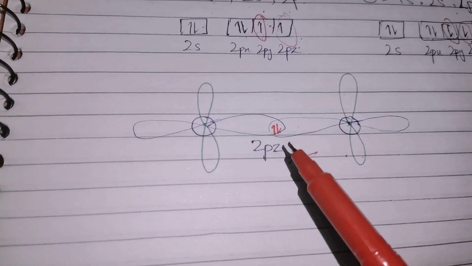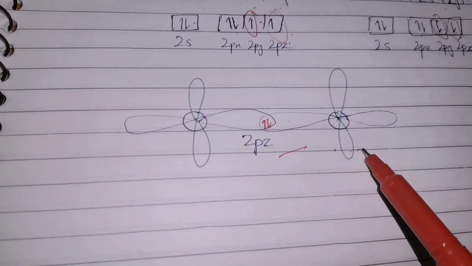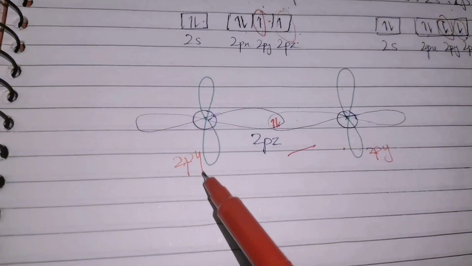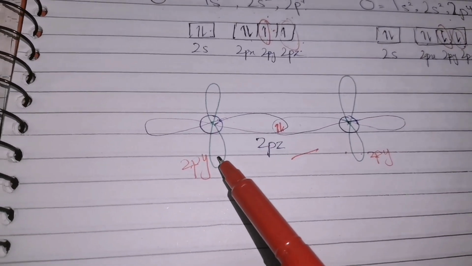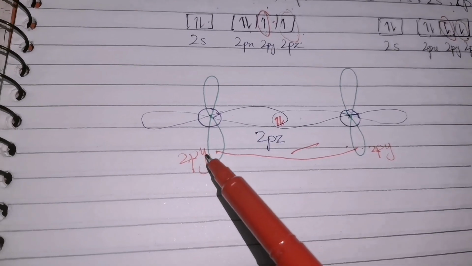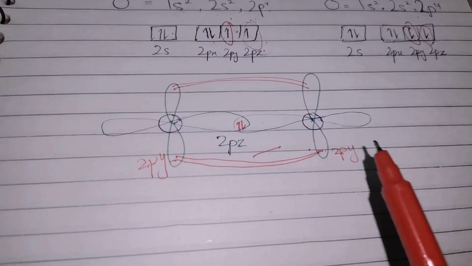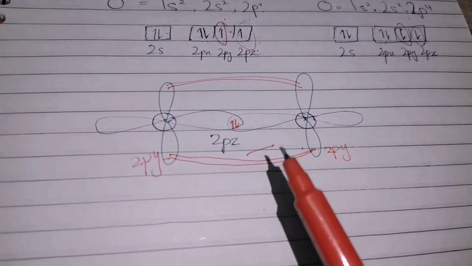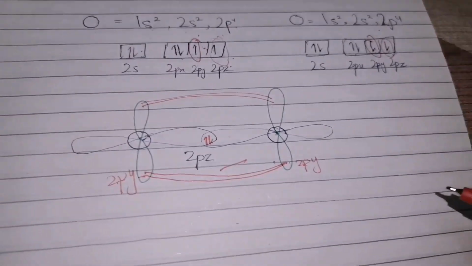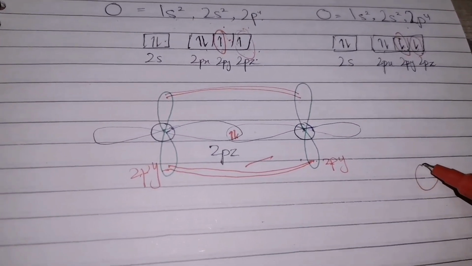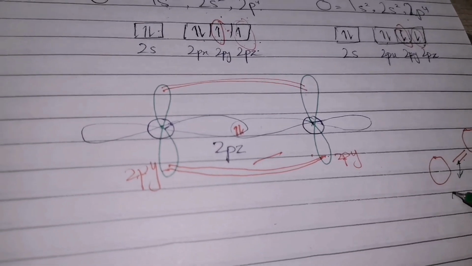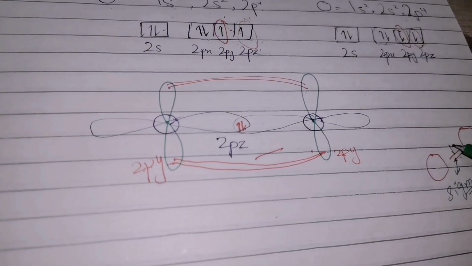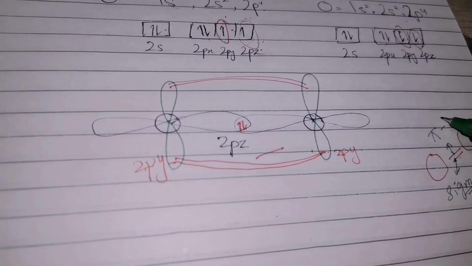Now how will these overlap? This one was 2pz, this is 2py, this is also 2py. Now how will they overlap? They will overlap sidewise in this way. Here the sharing of electron is done sidewise and this one is sigma bond and this bond that is formed is pi bond. So when we will write for the oxygen, we will write here the first bond that is formed is sigma bond, and after the formation of sigma bond, the other bond that is formed is pi bond.